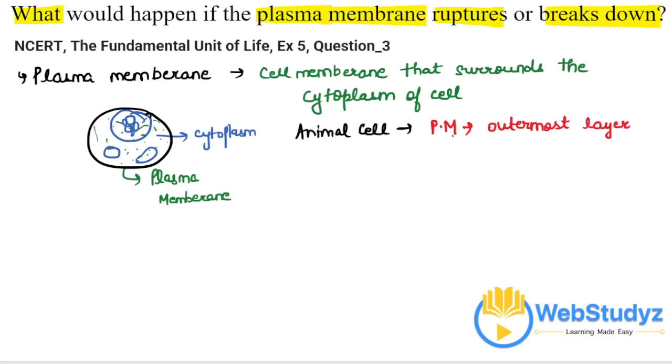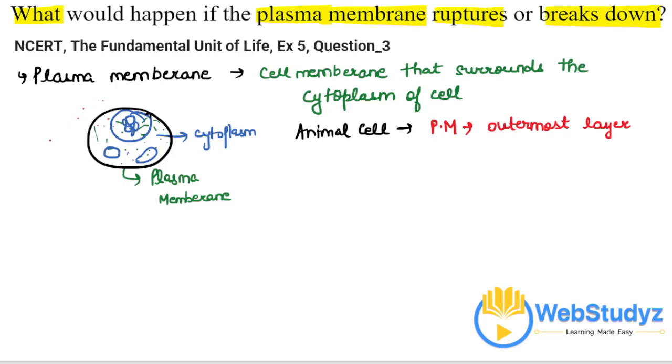So we can say that through this plasma membrane, the animal cell is able to exchange products with the environment, because this plasma membrane is in direct contact with the environment. On one side, it is in contact with the cytoplasm, and on the other side, it is in contact with the environment.